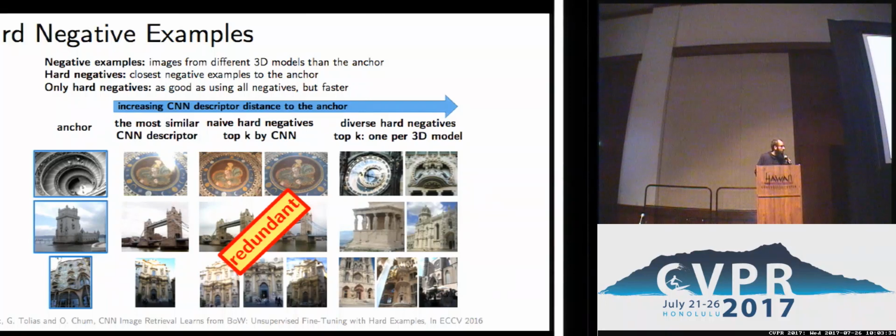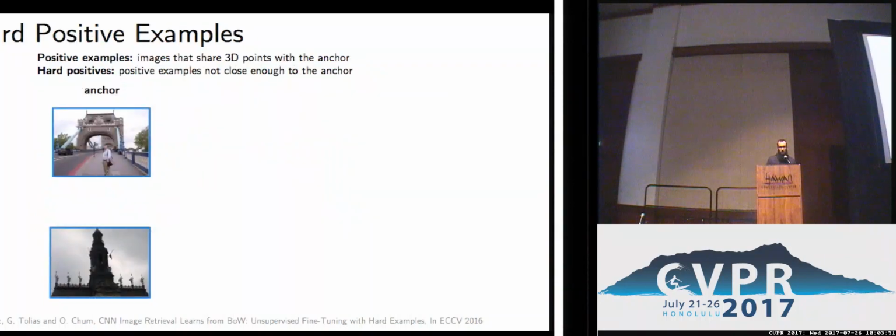Using hard negative examples is also common in general metric learning scenarios. However, using hard positives is not so common because of the high intra-class variability. So in this case, we will use the geometry of the scene to resolve this and also be able to choose hard positive examples.